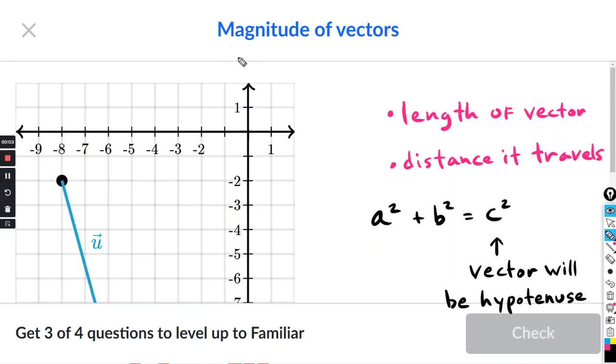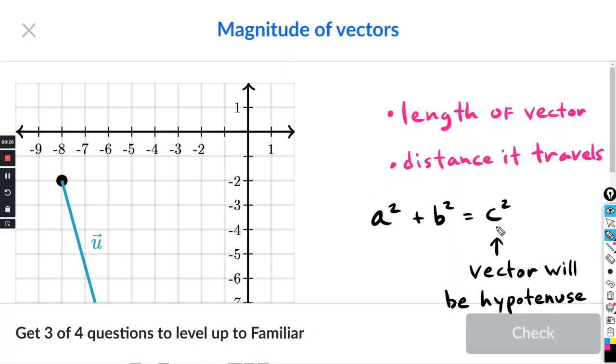This will be for the exercise on magnitude of vectors. The magnitude is basically the length of the vector. In other words, it's going to be the distance that it travels. In order to calculate that distance, we're going to be using the Pythagorean Theorem: a squared plus b squared equals c squared.